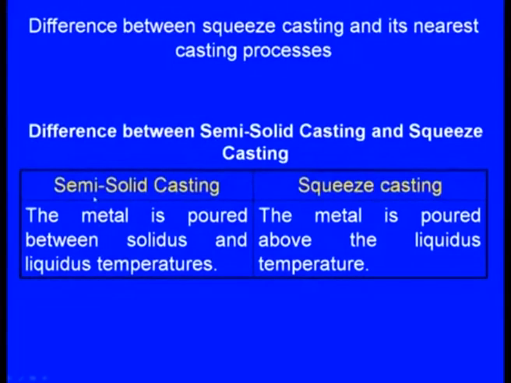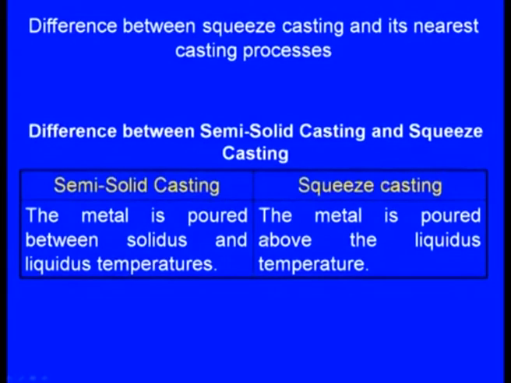Next one, let us see the difference between semi solid casting and squeeze casting. In the case of semi solid casting, the metal is poured between solidus and liquidus temperatures, whereas in the case of squeeze casting, the metal is poured above the liquidus temperature, not below the solidus line.